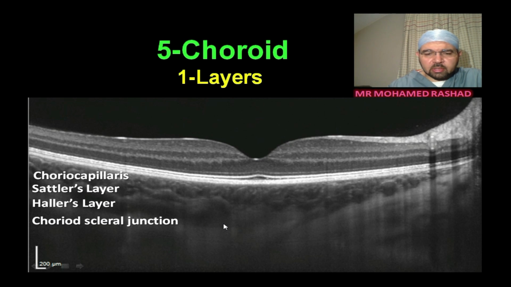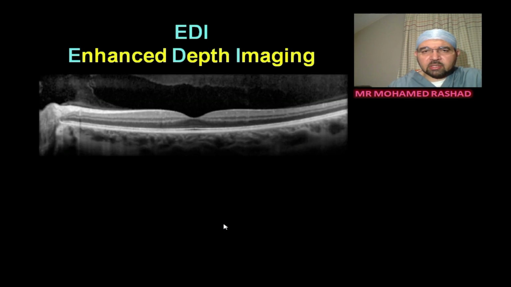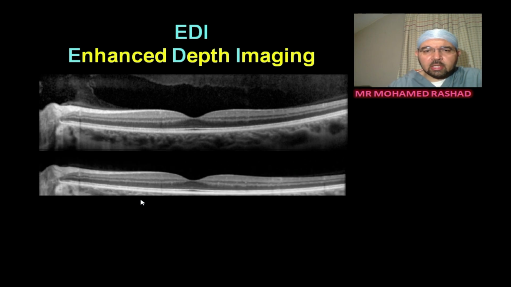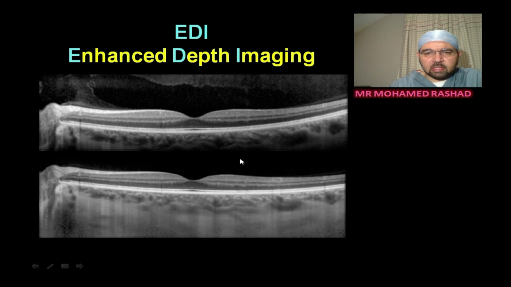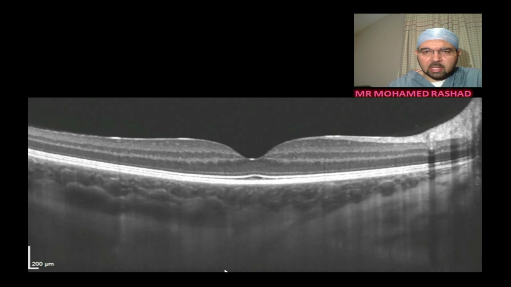And to see the choroid in more detail, you have to order the EDI imaging, or the enhanced depth imaging, on the OCT machine. So this is a case of thickened choroid, and we want to know exactly how much the thickness of the choroid is. You can see here, this is the enhanced depth imaging. So this helps in identifying the details of the choroid more than the normal scan.